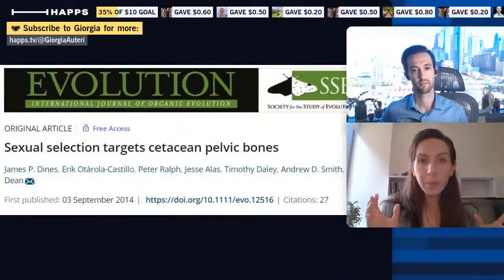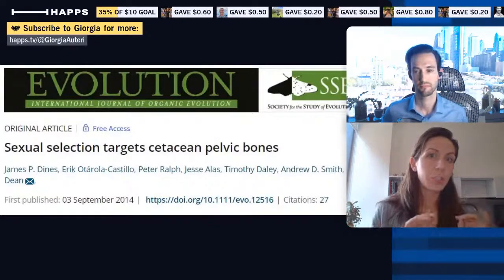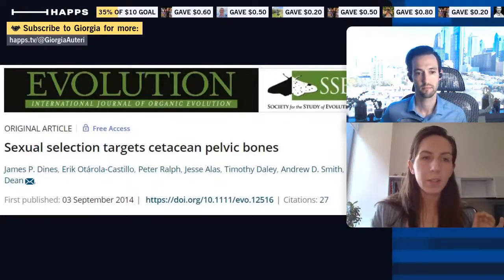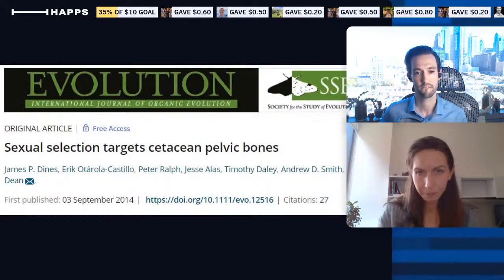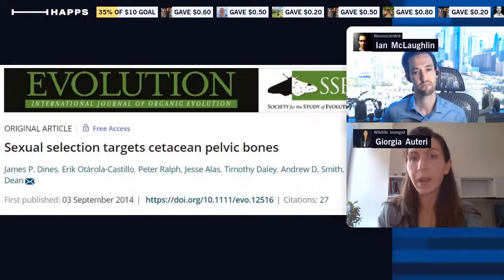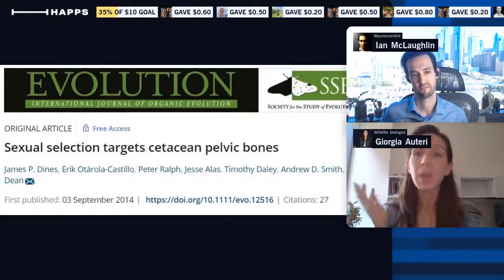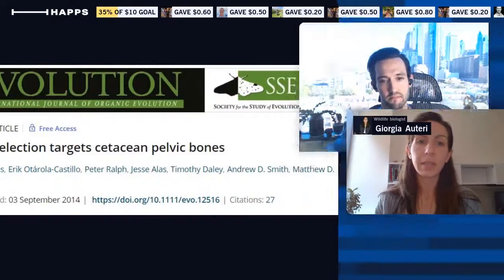So these pelvic bones aren't vestigial. They've actually been repurposed, and they're now getting acted on by sexual selection. So this is a cool example of how something that for a long time was the textbook example of something being vestigial is actually not vestigial. It's been repurposed, which is really cool, because evolution works with what it has, basically, and that sometimes means repurposing things in interesting ways.